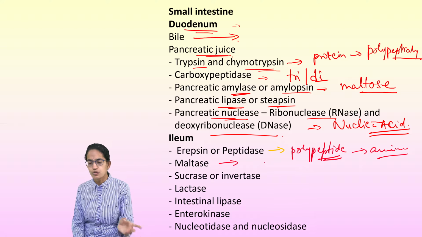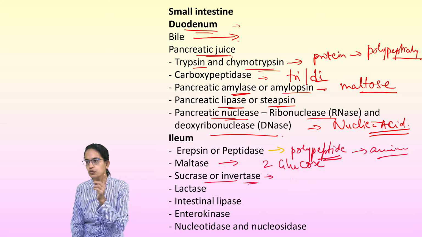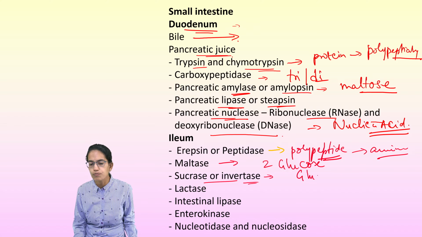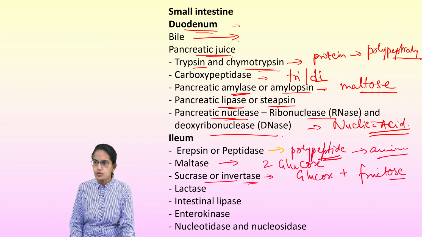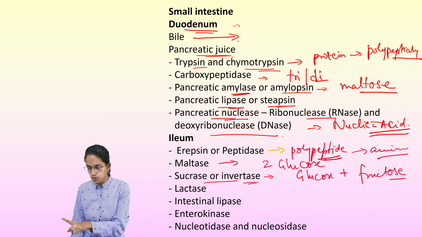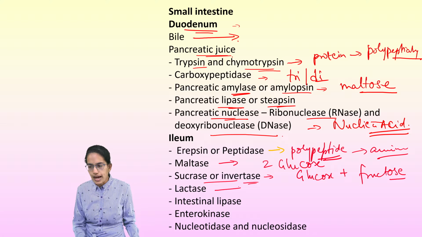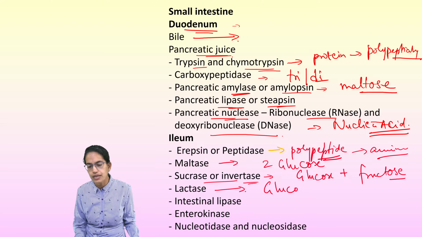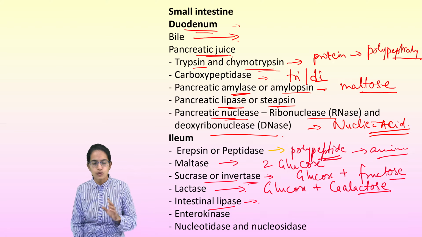Maltase breaks down maltose into 2 glucose. Very important: sucrase, which is also known as invertase, breaks down sucrose into monosaccharides, that is glucose plus fructose. So what breaks down into what is important. Maltose breaks down into 2 glucose. Sucrose breaks down into glucose and fructose. Lactose breaks down into glucose plus galactose, and that would be by lactase. Then we have intestinal lipase, which breaks down fat into fatty acid and glycerol.